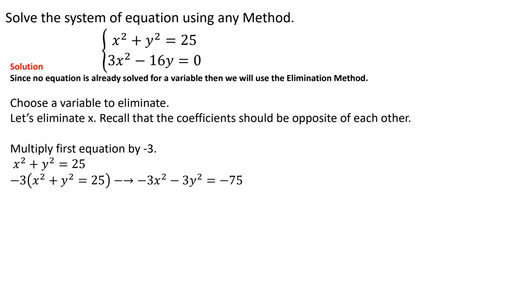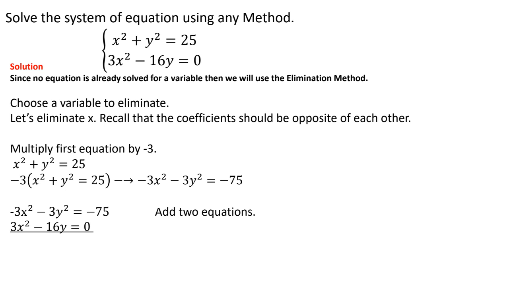-3 times x squared is -3x squared. -3 times y squared is -3y squared. And -3 times 25 is -75. Okay, so this is our new first equation. We're going to add this to our second equation, 3x squared minus 16y equals 0.